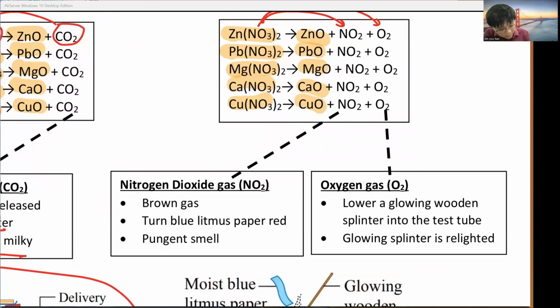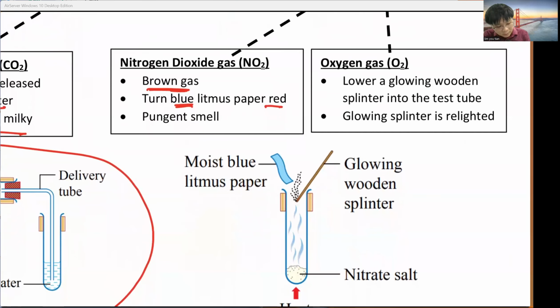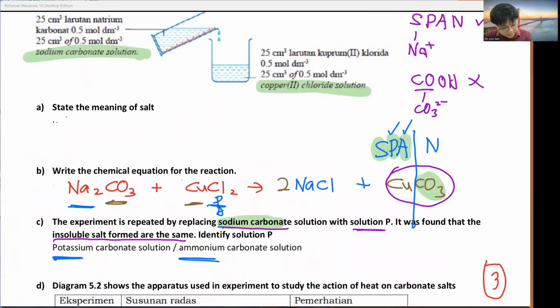NO2 is very special. It's a brown gas that will turn blue litmus paper red because it's acidic, and it has a pungent smell, very smelly. Then oxygen gas is the standard one. A brown gas that turns blue litmus paper red is NO2. Then oxygen gas is the one where you use a glowing wooden splinter, and it will rekindle. Heating salt, very simple one.